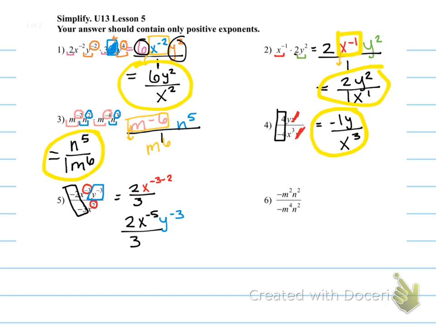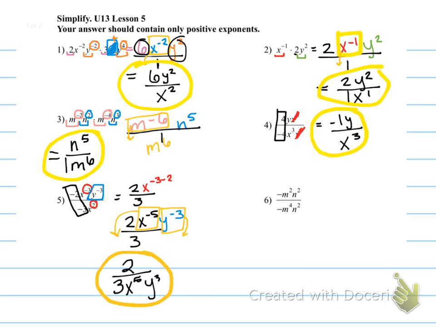But as I've said before, we cannot have negative exponents in our answers, so we have to change the location. I've got a couple different negative exponents here. I've got this x to the -5 that needs to be moved to the bottom to make it positive, and I also have this y to the -3 that needs to be moved to the bottom to make it positive. So my final answer here is I'd have 2 on top, and on the denominator I'd have 3x to the 5th, y to the 3rd. Remember, anytime you change the location, it changes the sign. So that's my final answer for number 5.